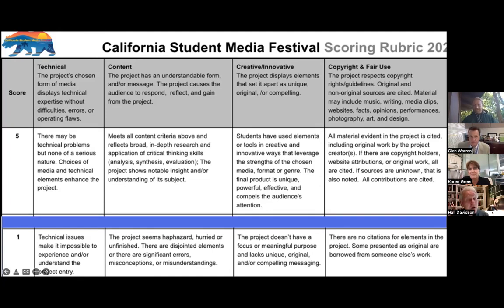Then you can go back and change the score of the other ones. I've certainly done that a lot when I see something that just leaps out. The very worst is 1. We don't see very many 1s, but you can see on the rubric, it says technical issues make it impossible to experience or understand the project entry. So somewhere between 5 and 1, you'll score each of these areas. So that was the technical area.